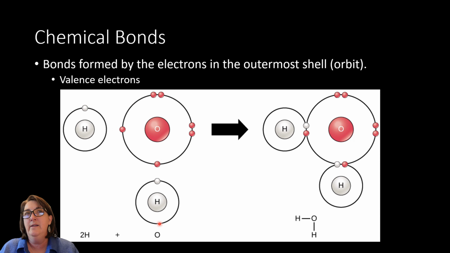Hydrogen has 1. It wants a full shell to be like helium. So oxygen will let hydrogen borrow one of its electrons. So this can have 2 electrons for a little bit. This can have 2 electrons for a little bit. And they're going to kind of pass back and forth to make that happen.